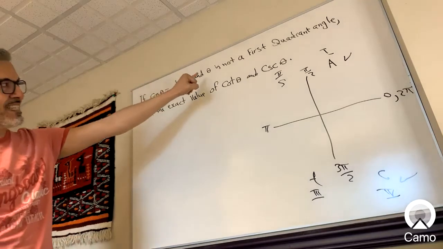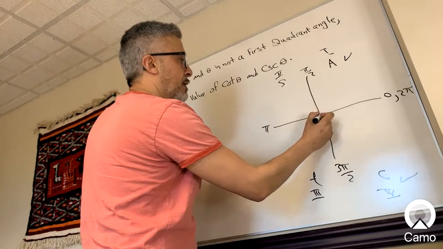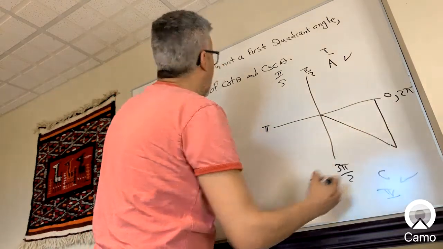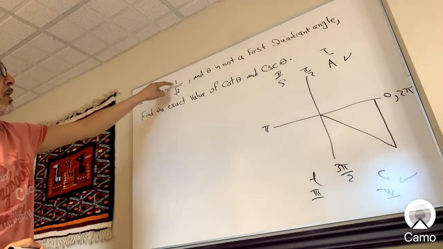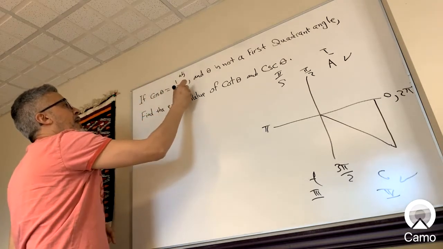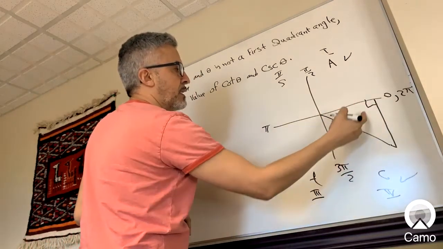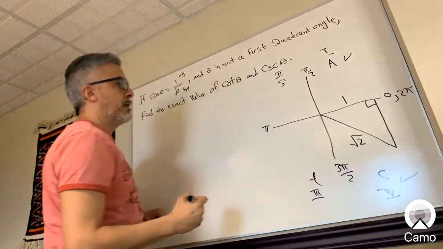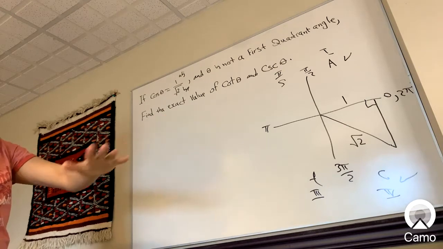So since they said theta is not a first quadrant angle, then it must be in the fourth quadrant because the cosine is positive. Now they're telling me that its cosine is 1 over root 2, which means that is adjacent and that is hypotenuse. So here's my 90 degrees. The hypotenuse is root 2 and the adjacent is 1. Now, you know, this is a 45-degree triangle, but that doesn't matter.